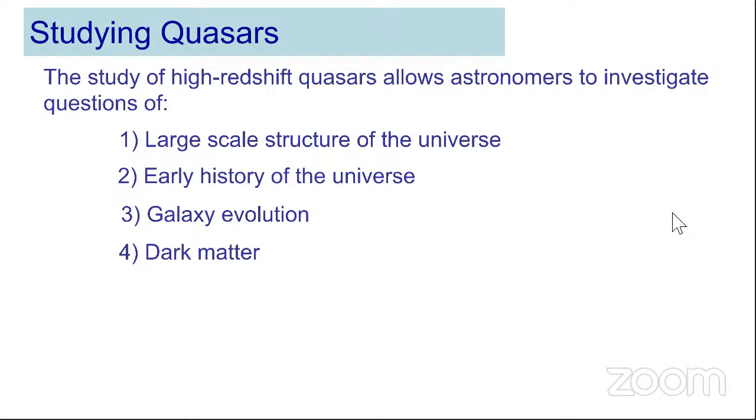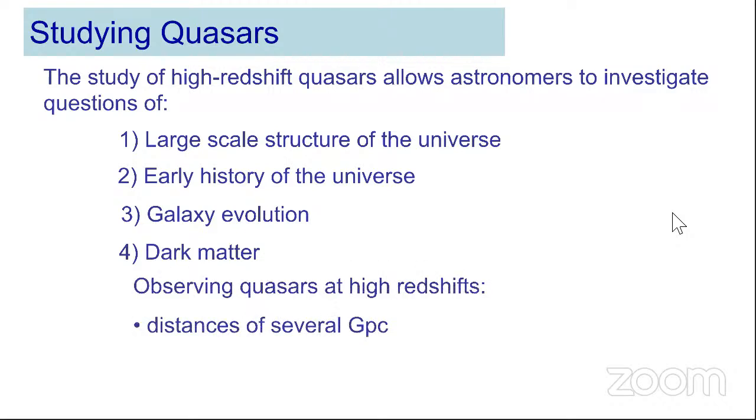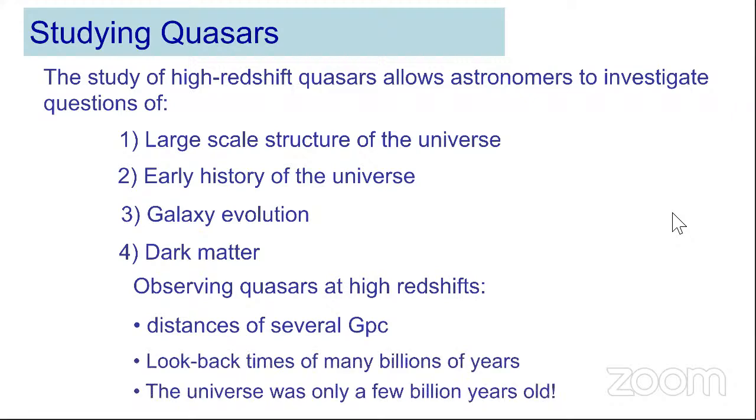So that's why observing these quasars is very important, especially as we find them at gigaparsec distances, and we see them as they were 10, 11, 12 billion years ago, meaning that we see them when they were young. That's why distance is also called look back time. And we look at them when the universe was only a few billion years old.